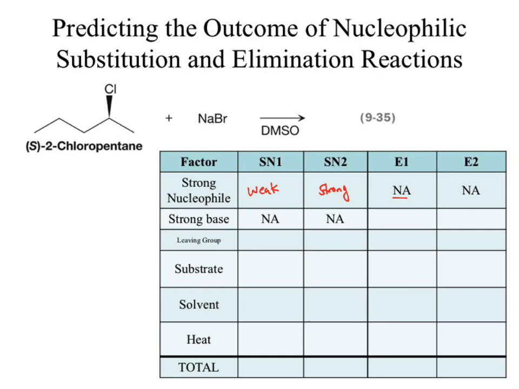Because it doesn't say EN1, it says E1. The N was for nucleophile. That's why it's important for the substitution, because it's SN. I don't want a nucleophile in the elimination. Okay? I don't want a base in the substitution. Okay? What I want is a nucleophile. It needs something to attack it.